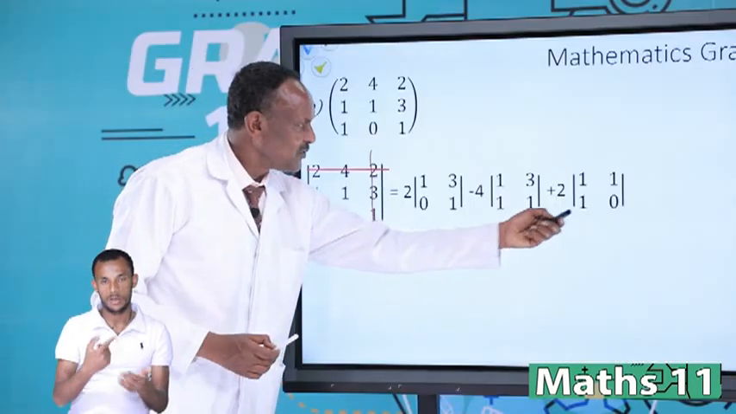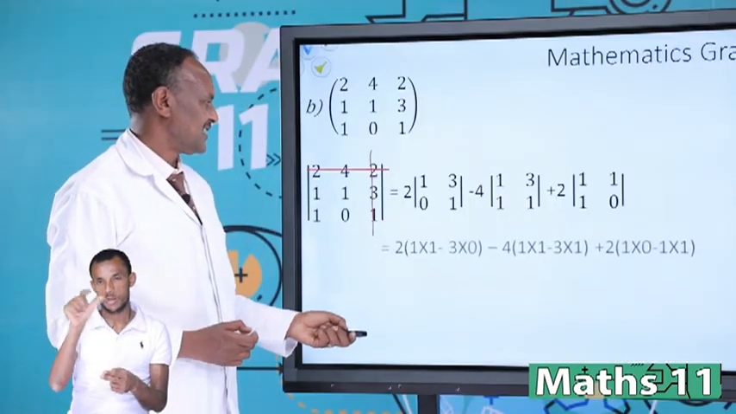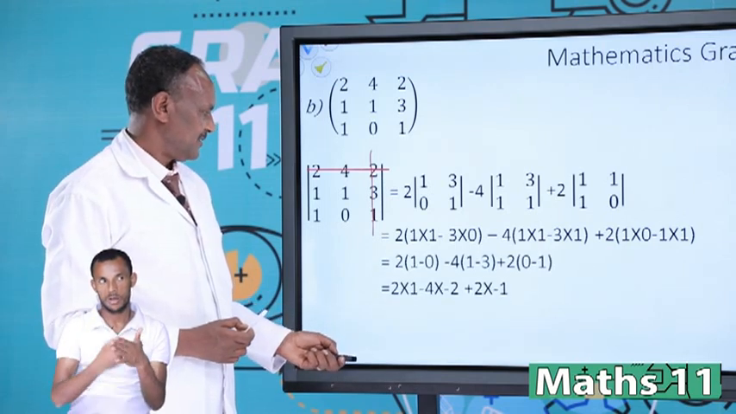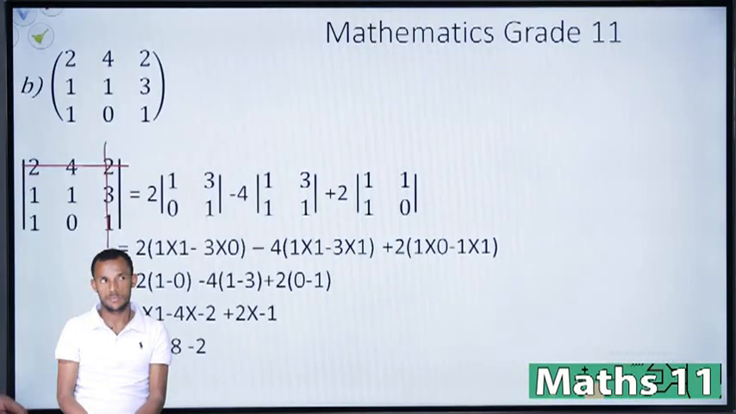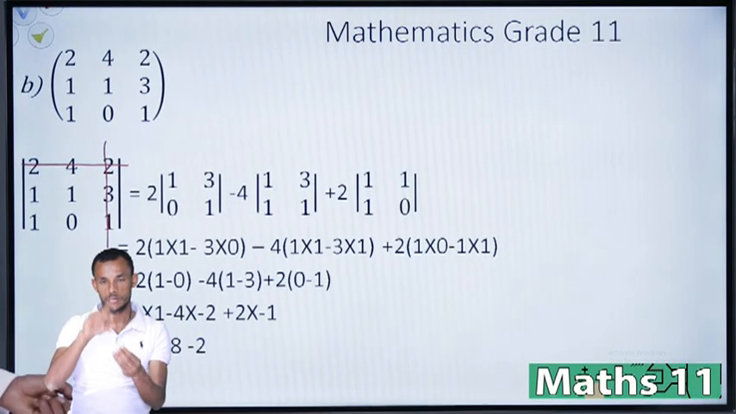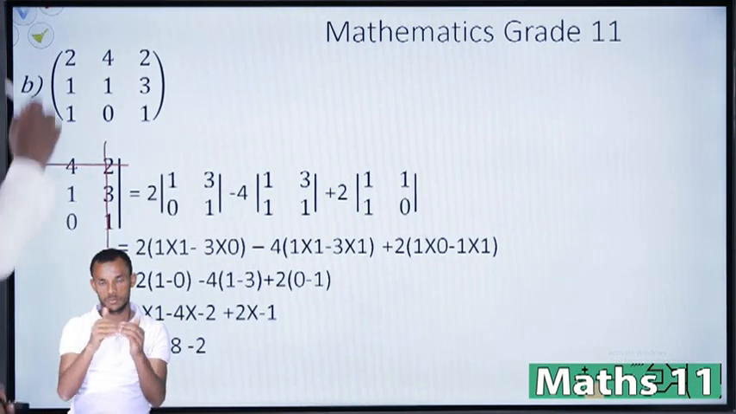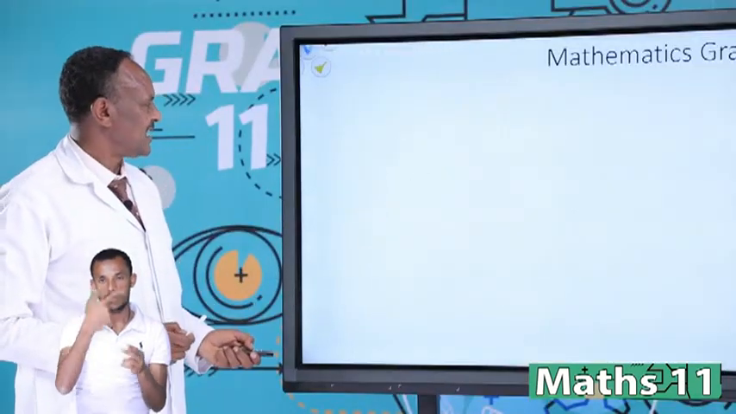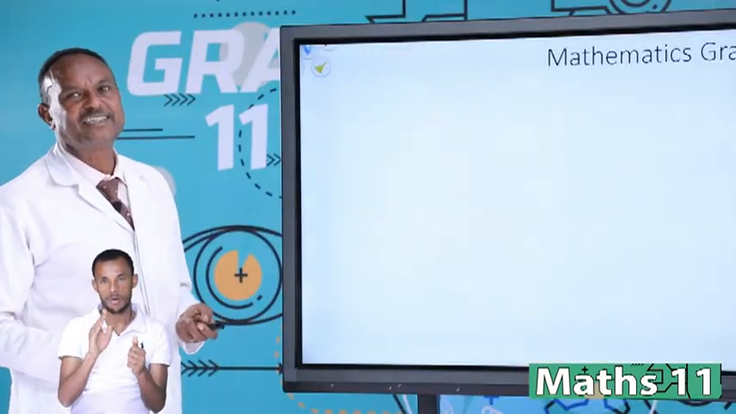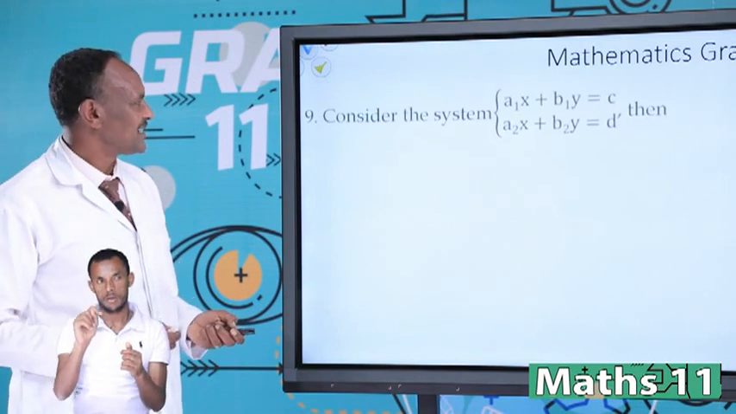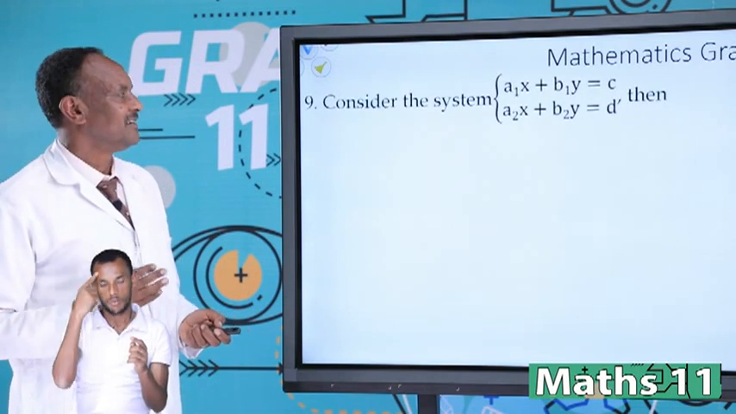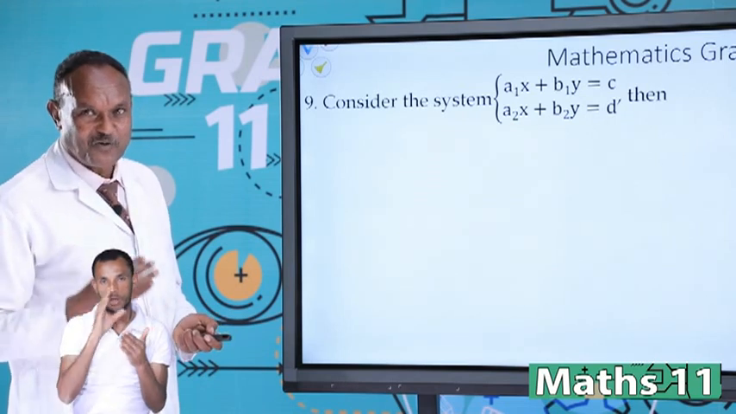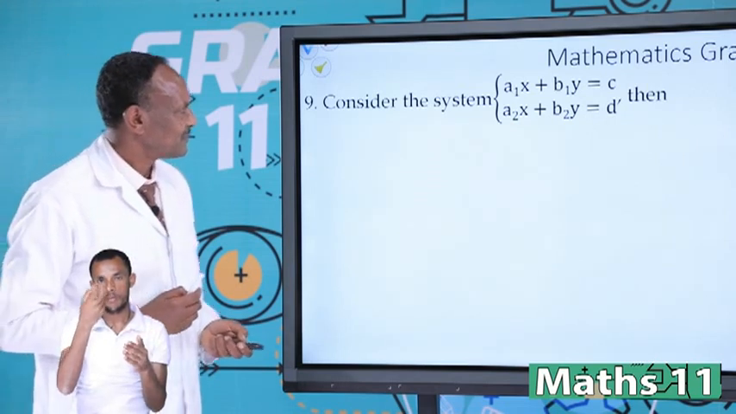Then these are 2 by 2 matrices, which we have discussed before. You will get the following result: 2 plus 8 minus 2, which gives positive 8. So for A and B, you can find the determinant of a 3 by 3 matrix, but you have to remember minor elements and cofactors of a given matrix.